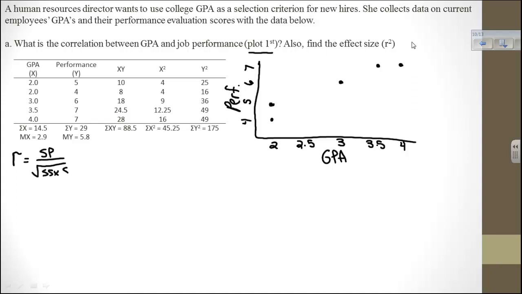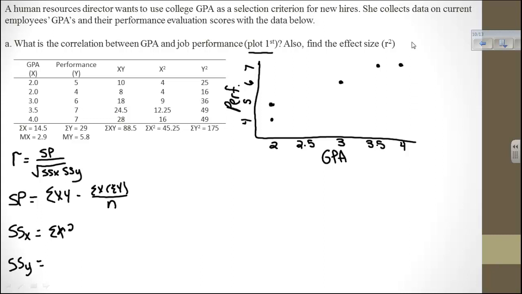To find my correlation, I'll write down that formula. And this should be review, so I'm going to fly through this. You've done several correlations by now. So sum of products, and then writing down my formulas for sum of squares x and sum of squares y. Sum of x squared minus sum of x quantity squared over n. Sum of y squared minus sum of y quantity squared over n.